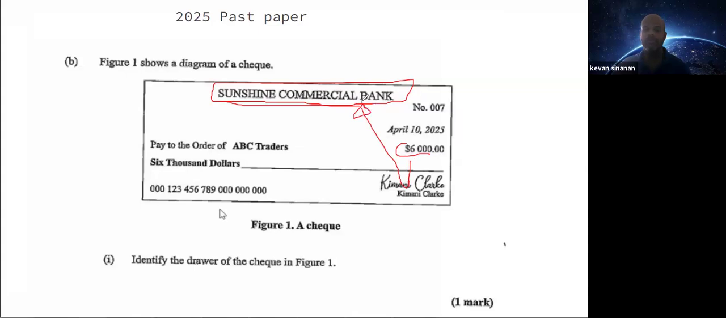The bank will hold those funds until ABC Traders goes to the bank and says, "Hey, I'm requesting the $6,000 that Mrs. Clark was holding for me. I'm here now to receive it." So that is kind of how it works. It goes from the drawer's account into the drawee, or the bank, and then from the bank, it goes to the payee, right?